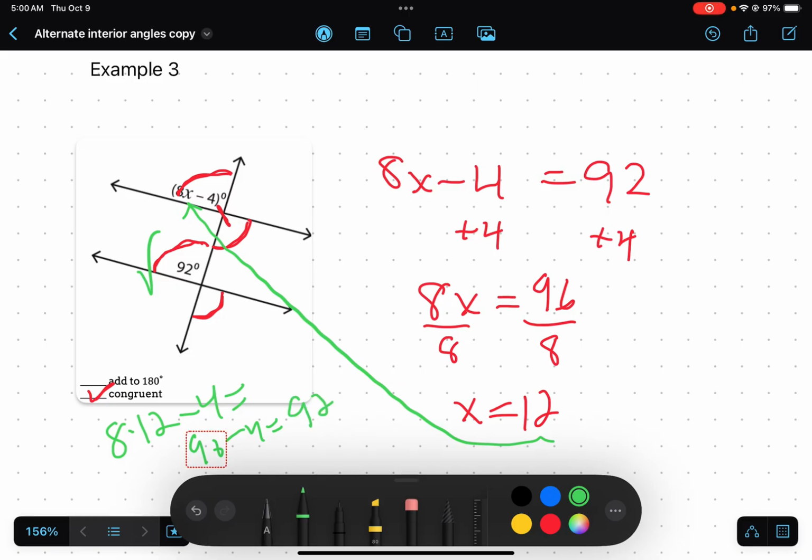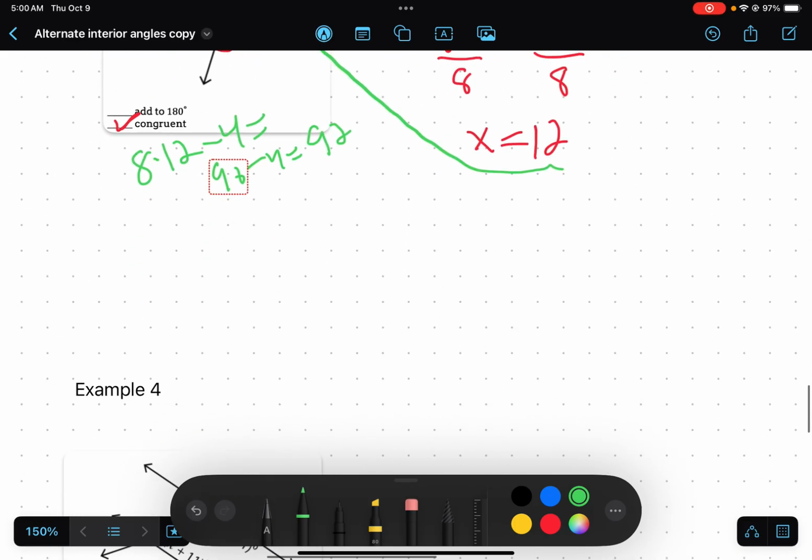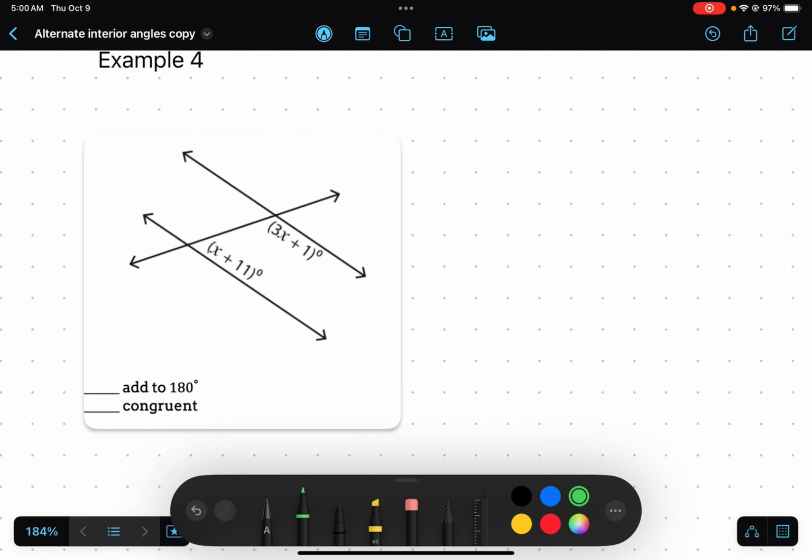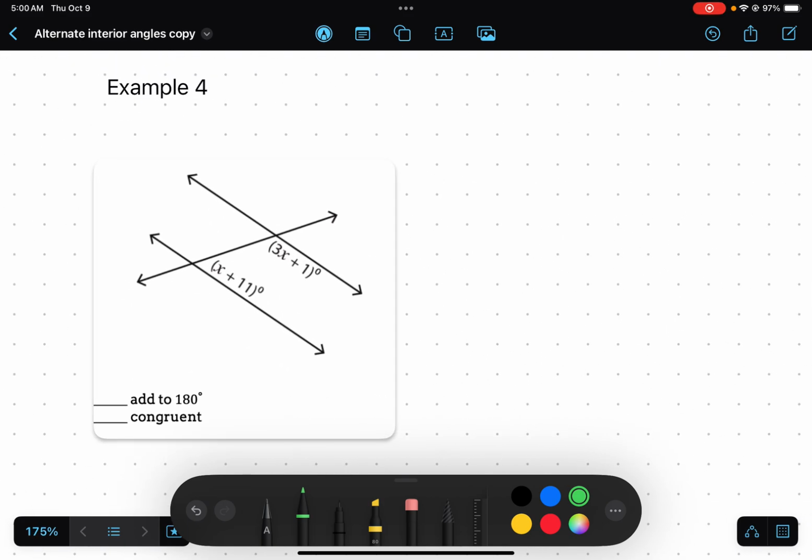Okay, let's do one last example. Take a minute and pause the video and see if you can figure out what relationship you think is happening here before I solve the problem.